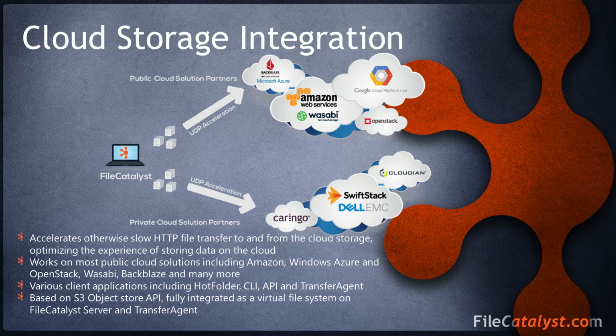We also work with a number of private cloud solution providers like Caringo, Cloudian, SwiftStack, where you want to create your own private S3 object store and send data there for archival or processing. So FileCatalyst Direct server can integrate with all these platforms. Let's do a demo here.